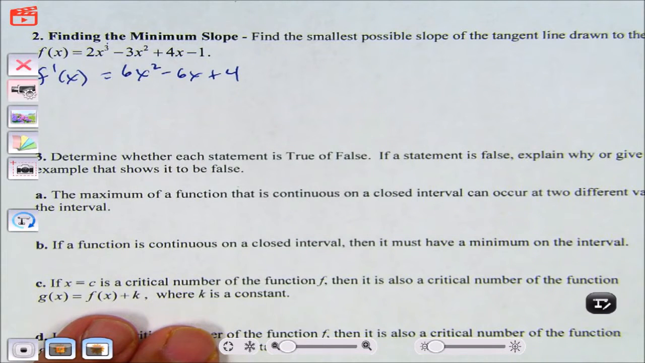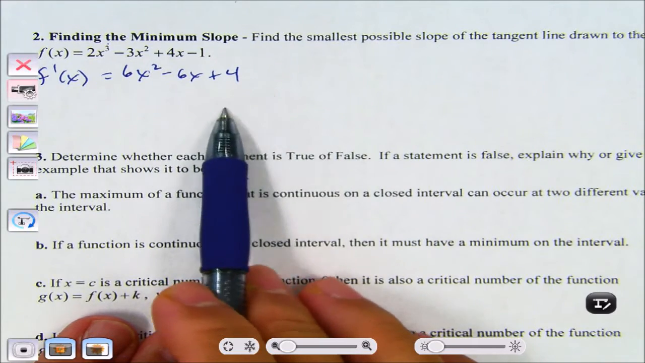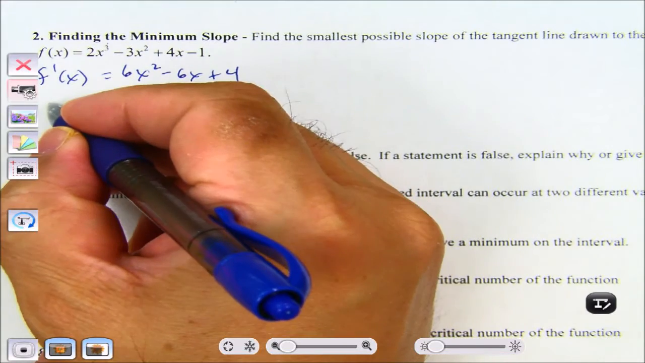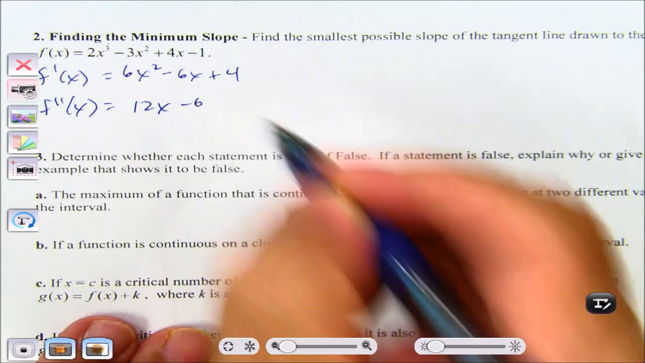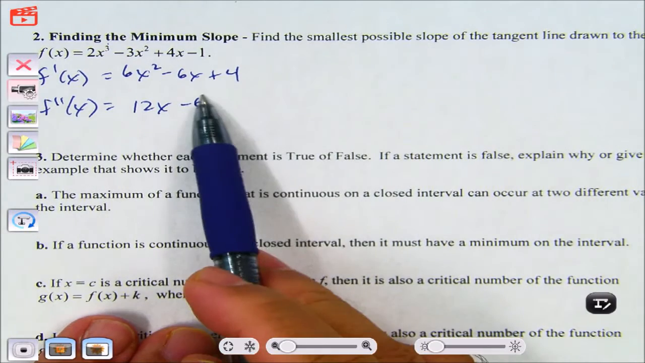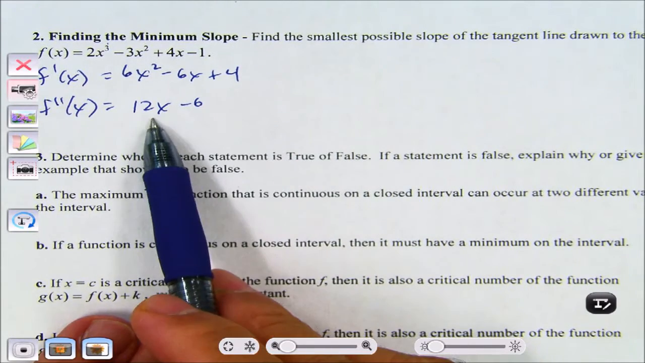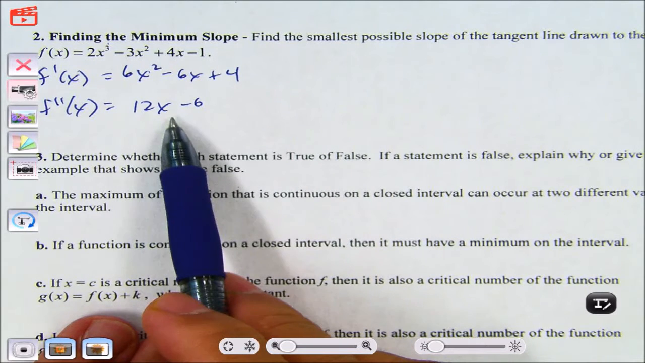This question really doesn't belong in this section. Now, but I want to find a minimum of this, right? This is the minimum I want to find. So that means I've got to take the derivative again, which gives us 12x minus 6. Now, we know this is a parabola, so the min is going to occur only once. It's going to be min or max, right?